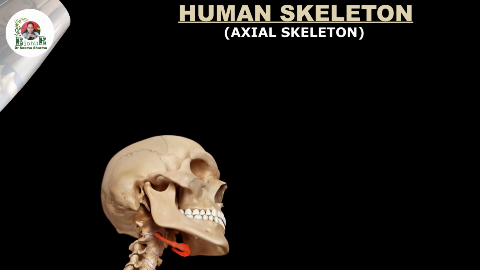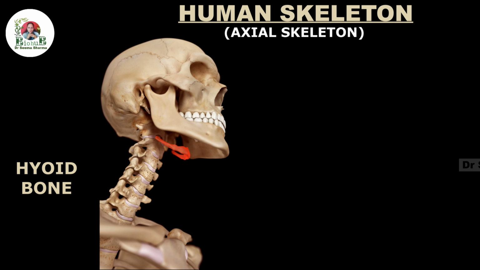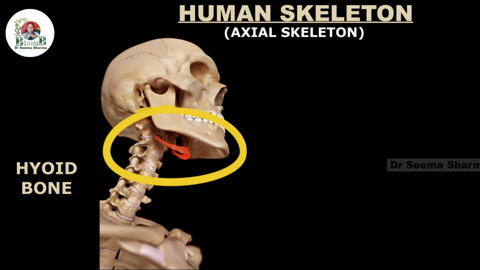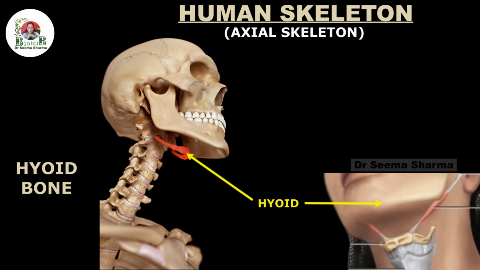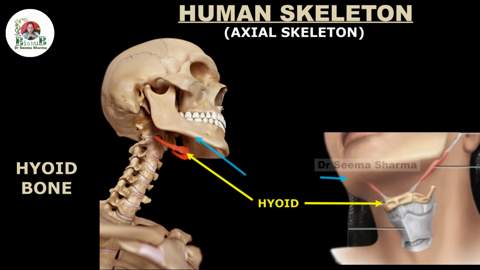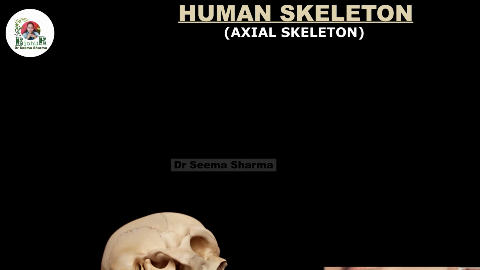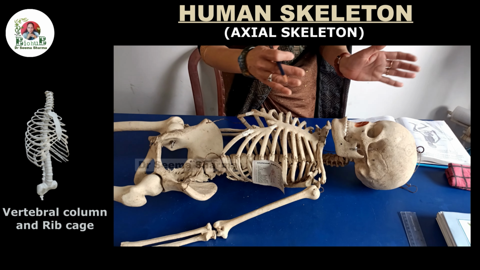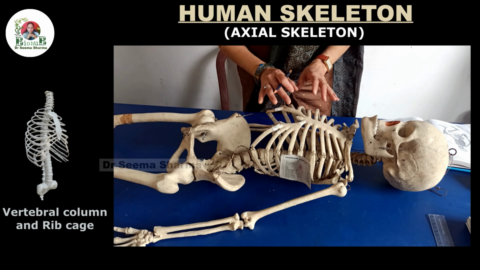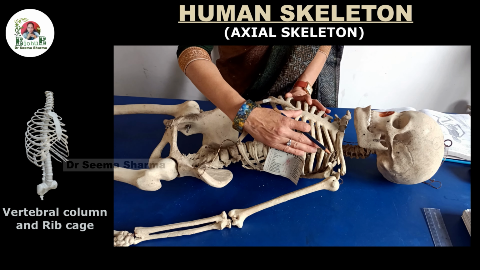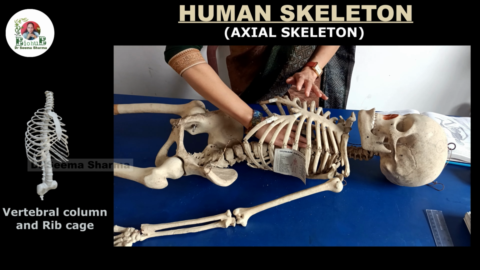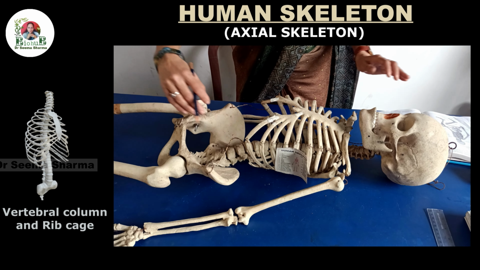Next axial part is the hyoid bone. It's a U-shaped solitary bone which is highlighted here with red color. Its placement is below the mandible and above the larynx. And viewers, it helps in movement of the tongue and deglutition. Coming to the next axial part of the human skeleton, which includes ribs, sternum and vertebral column. Let's know about the vertebral column first.